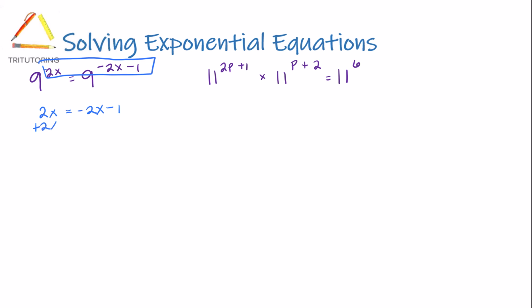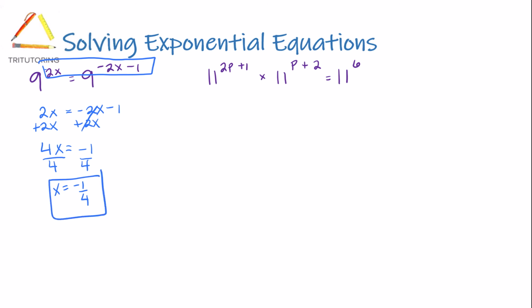I would add the 2x over to the left side. So I get 4x equals negative 1. And then I would divide by 4. So I have x equals negative 1 over 4. And that would be my final answer for the exponent there.